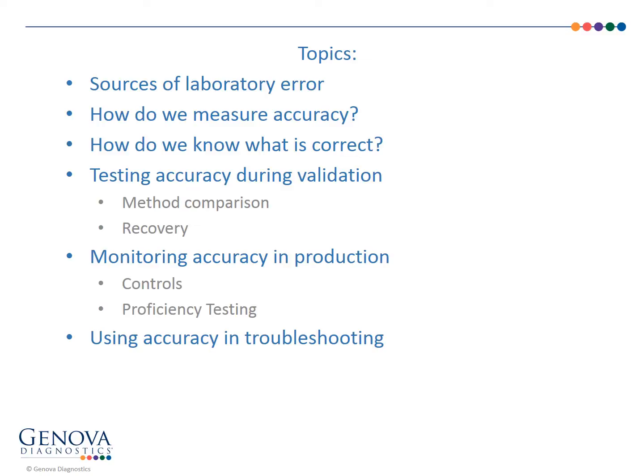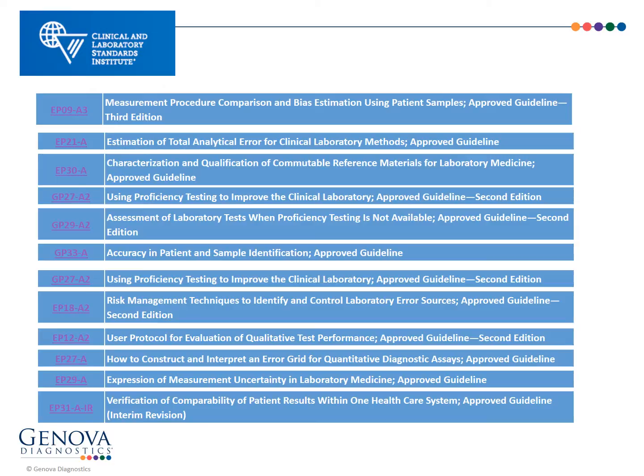So we talk about accuracy early on in validation. It's one of the first things we talk about. We talk about it regularly throughout validation, and then we check back in on it regularly once it's in production. And the CLSI, the Clinical and Laboratory Standards Institute, tends to agree with that. There are actually 12 different documents that refer to different types of accuracy in the laboratory.